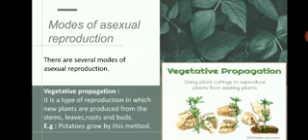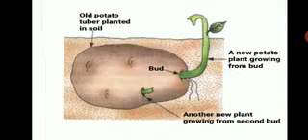Vegetative propagation occurs in potatoes. In vegetative propagation, we use plant cuttings to reproduce plants from existing plants. Here you can see a potato as an example of vegetative propagation.